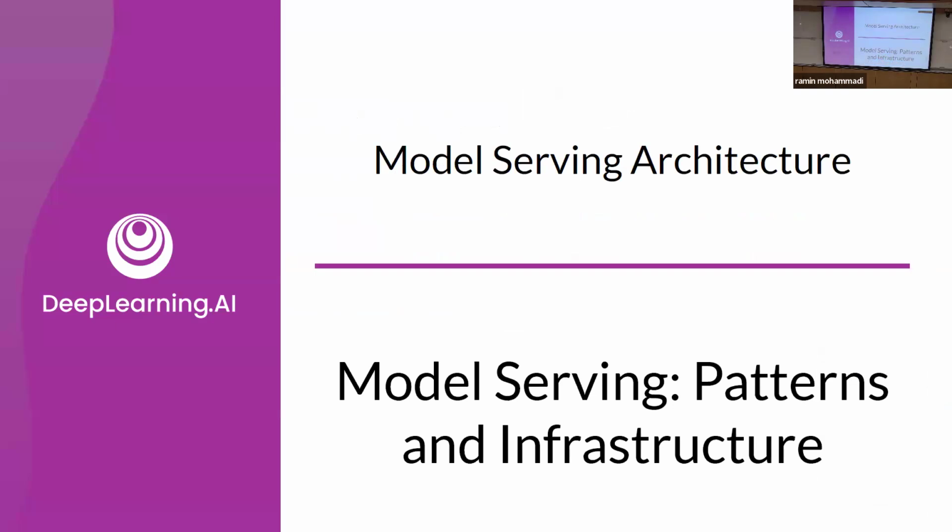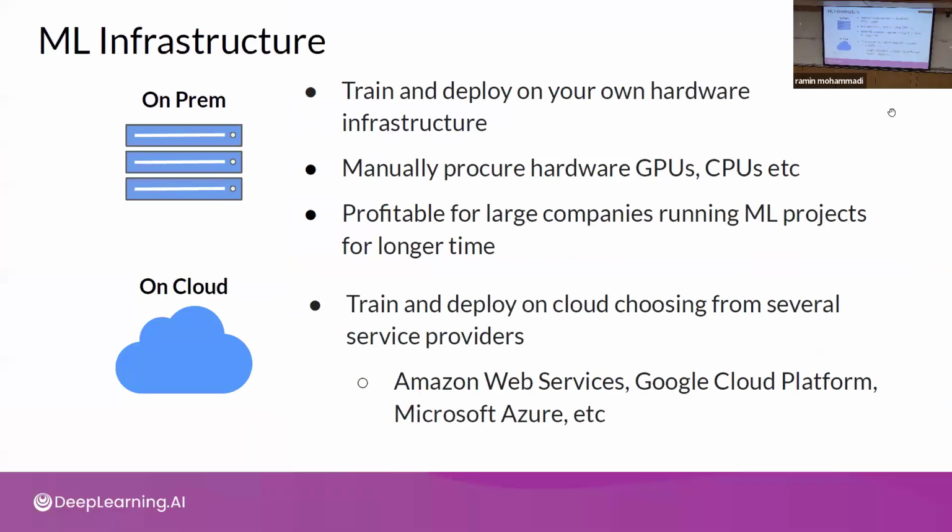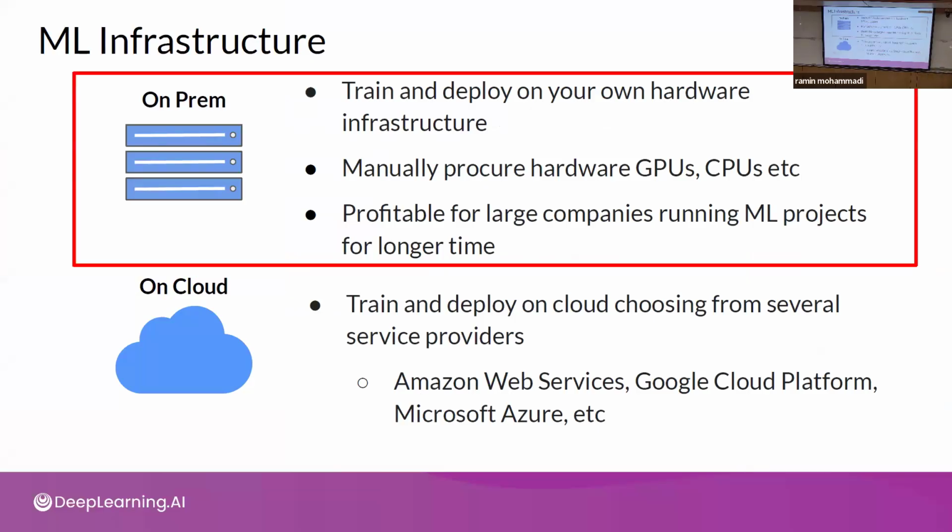So now we're going to talk about some patterns and infrastructures for model serving. We have talked about this before. We have either on-prem or basically on the cloud. Overall, when we talk about on-prem, the goal is that I want to train and deploy this model, send it to an on-prem machine.